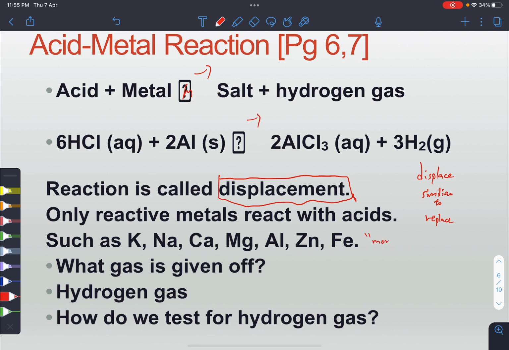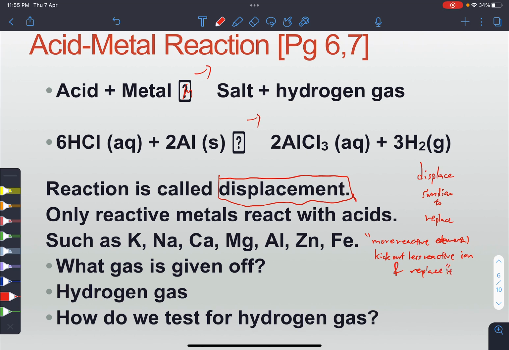So it is the more reactive element, or in this case metal, kick out the less reactive ion and replace it. So it's just replace.